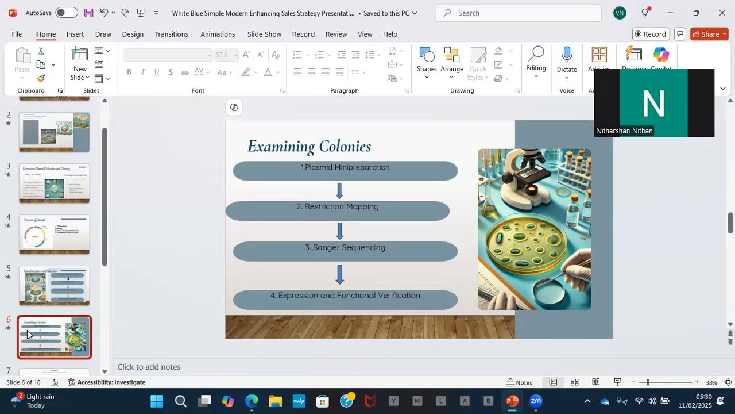The final step is expression and functional verification in E. coli BL21. After confirming that the CotA gene is correctly inserted in pET28a plus, the final step is to transfer the vector into a bacterial expression strain and verify functional protein expression.